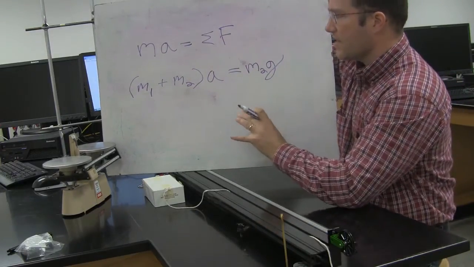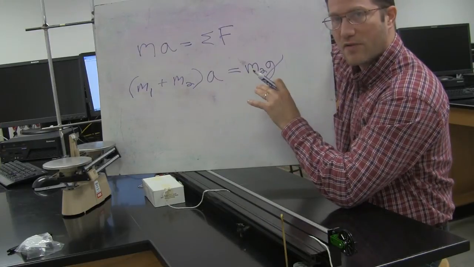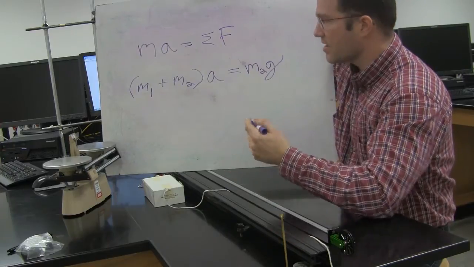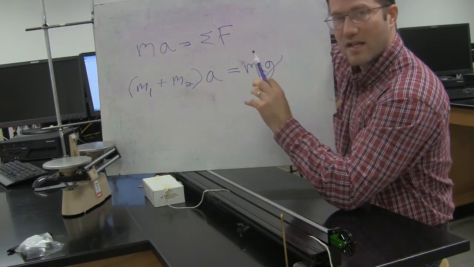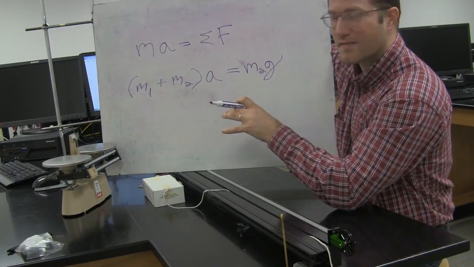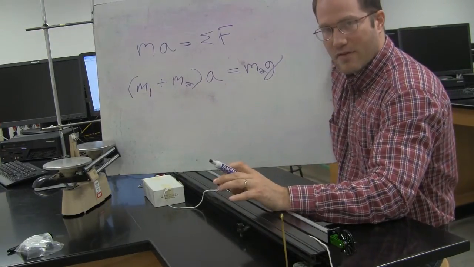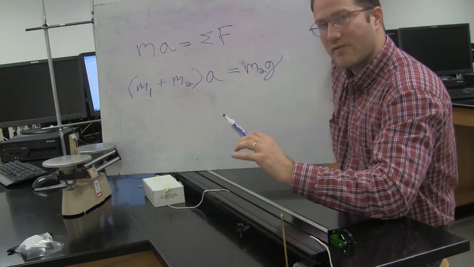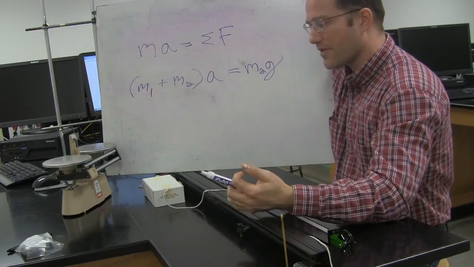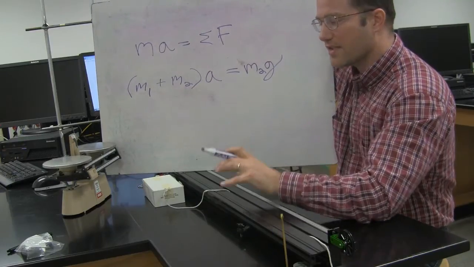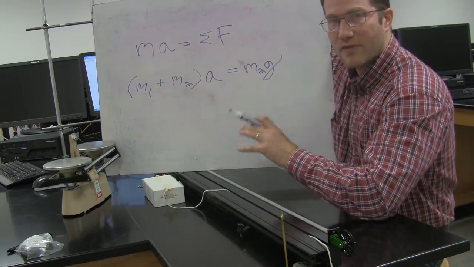We plotted the net force versus the acceleration, and from the slope of the graph, determined what the system mass was, m1 plus m2. But for the most part, there was error there. In fact, almost everyone got a system mass that was greater than the actually measured system mass. And the reason is we didn't take into account friction.